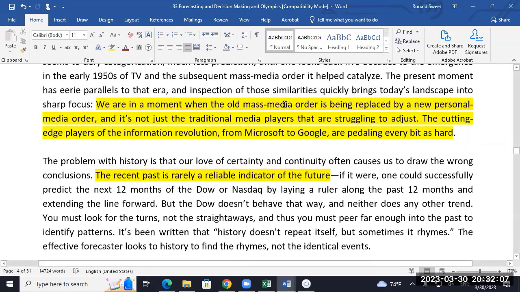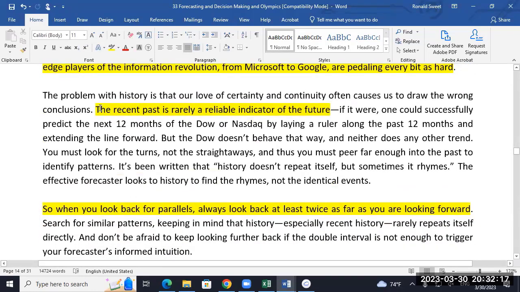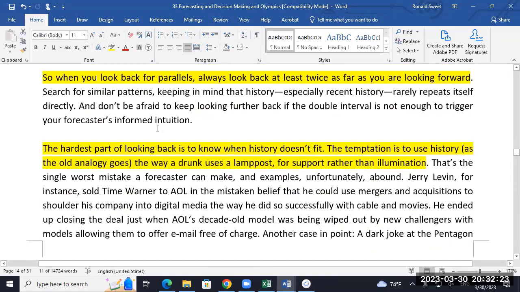We're in a moment when the old mass media order is being replaced by a new personal media order. The cutting edge players of the information revolution are peddling every bit as hard. The recent past is rarely reliable. So he's actually saying the fast change makes the recent past unreliable, but the longer term past is more reliable. You may not agree with that argument. Of his arguments, it's the one that's hardest for me to get.